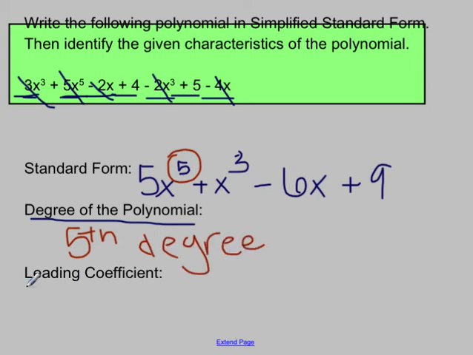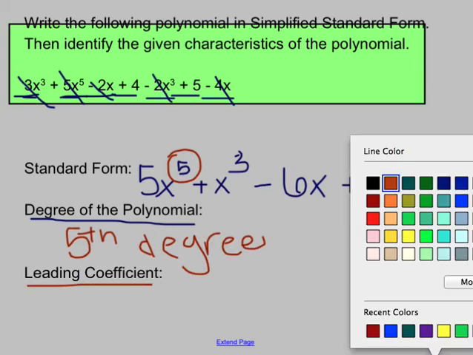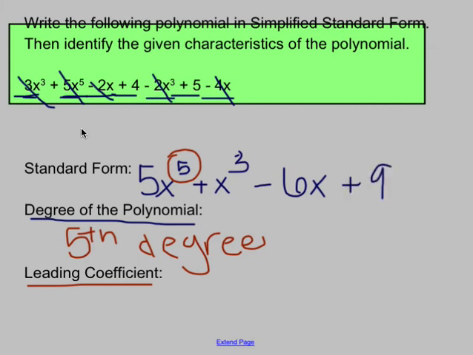Okay, now I want to take a look at the leading coefficient. So the leading coefficient is the coefficient of the term with the highest degree. Remember, if it's in standard form, it's going to be the coefficient on the first term. So the leading coefficient of the polynomial is 5.